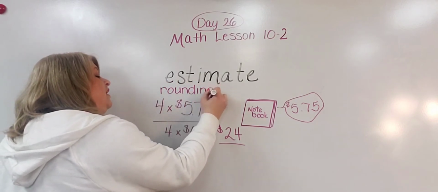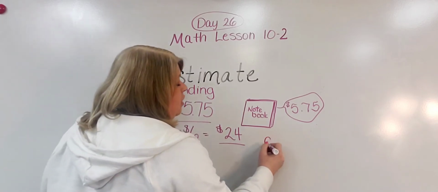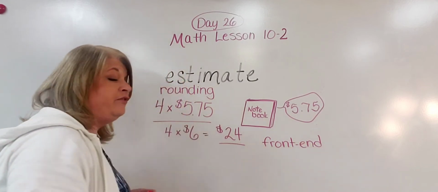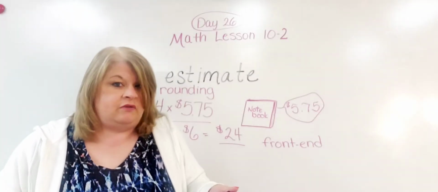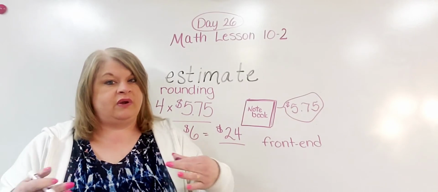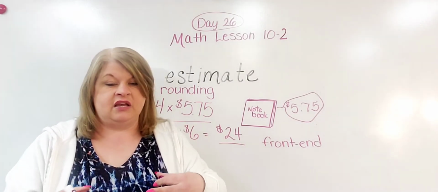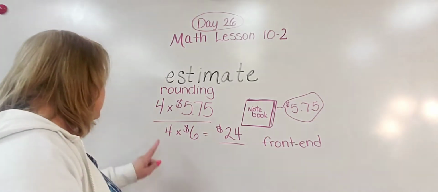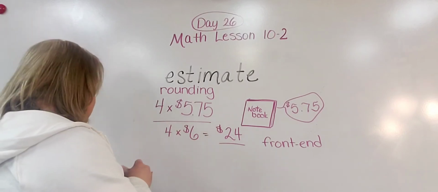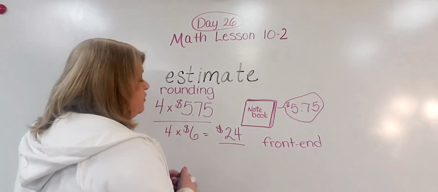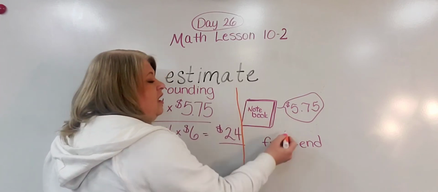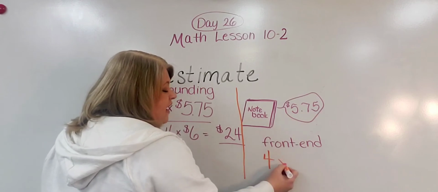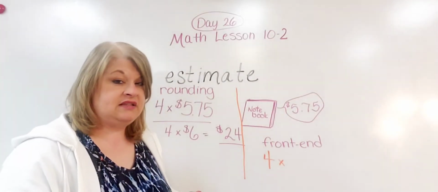There's another way that we can estimate, and it's actually called front end estimation. The front end of something is the front of it, right? The front end of the car is where the engine typically is. The front side of something is the beginning of it, the beginning. So instead of doing it by rounding, let's do a front end estimation for this notebook. Okay, so break it up here. $5.75 for children. Instead of doing 4 times $5.75, I'm going to do something called front end estimation.